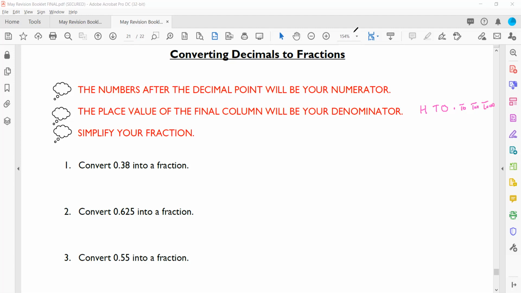Now, to convert a decimal, so if we were to take the decimal 0.12, we would take the numbers after the decimal point here. They would become the numerator of our fraction, and our denominator will be the place value of the column where this number ends. So this is our final number, and that is in the hundredths column. So this would be 12/100ths.